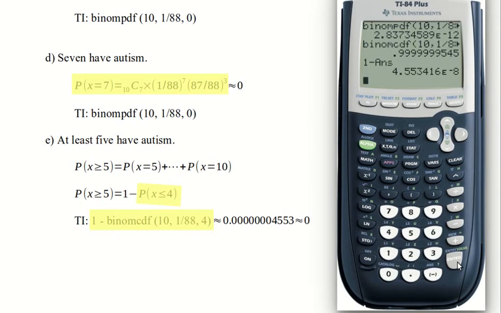Press enter, and again, a number really close to 0. There are 7 zeros between the decimal point and the 4553. The exponent is -8. So the probability of at least 5 of these 10 children having autism is vanishingly small.